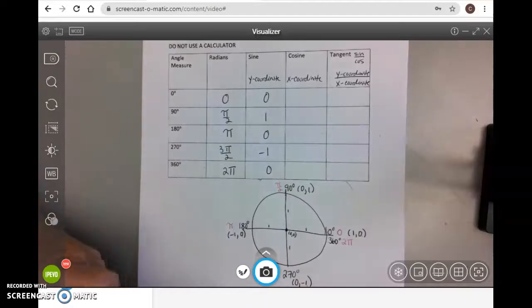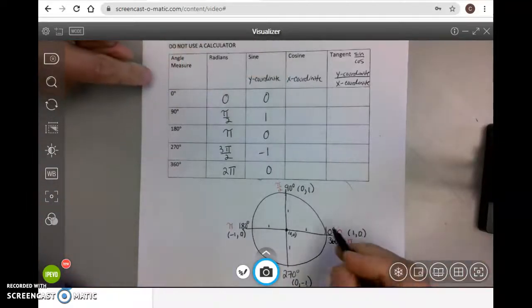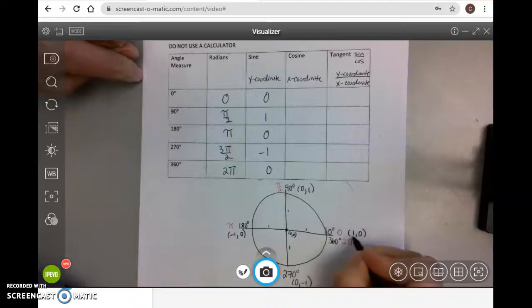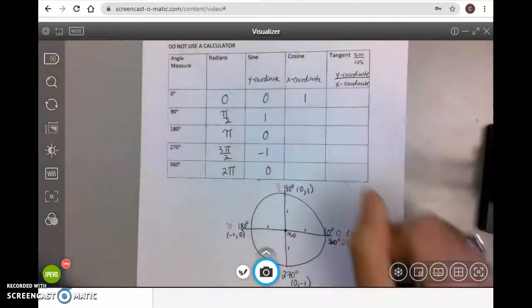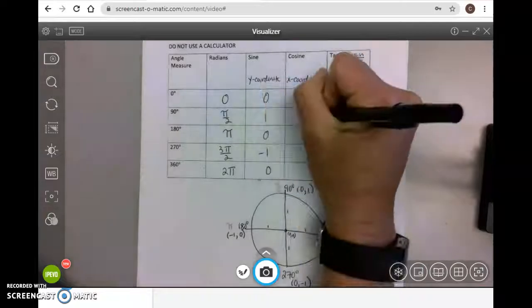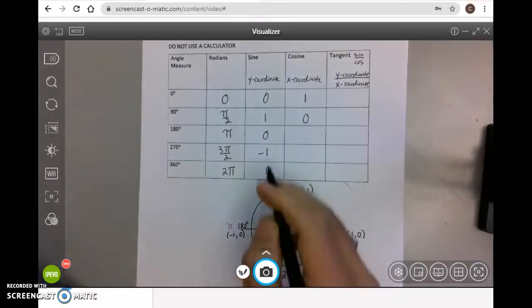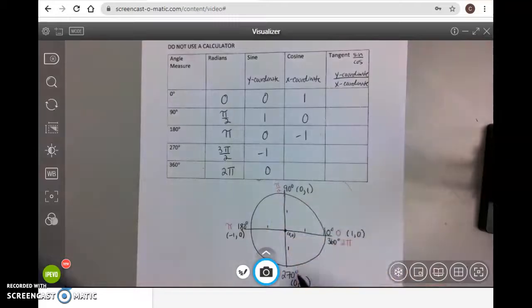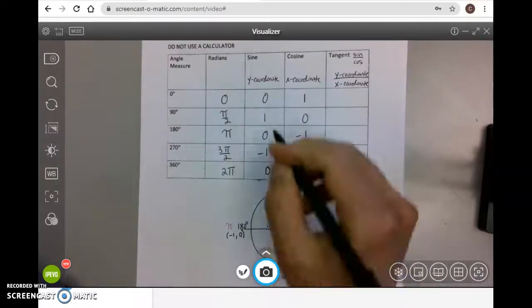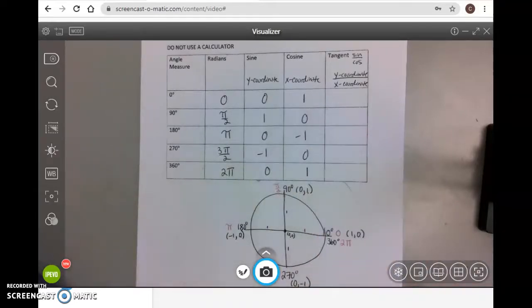Now I'm going to go to cosine. For cosine, I'm looking for the x-coordinate. So at 0 degrees, the cosine is the x-coordinate, or 1. At 90 degrees, the cosine is the x-coordinate, or 0. The cosine of 180 is the x-coordinate, -1. The cosine of 270 is the x-coordinate, 0, and the cosine of 360 is the x-coordinate, 1.